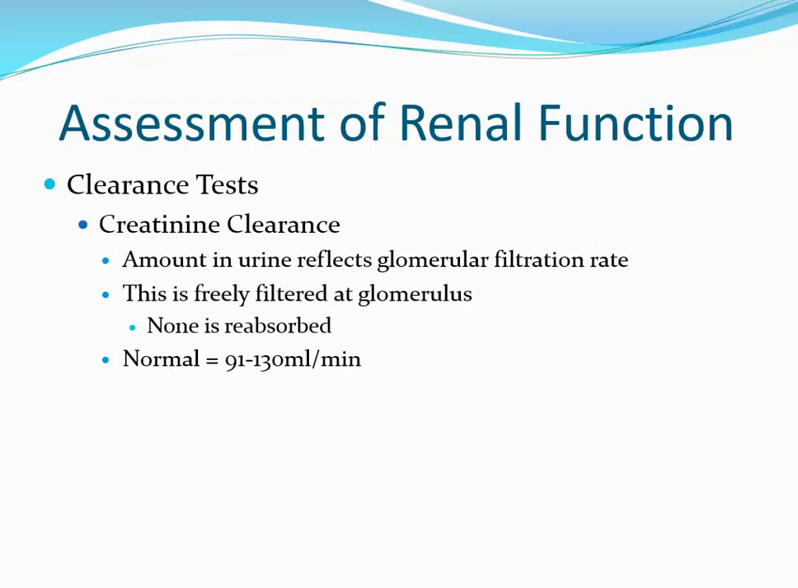One clearance test is to look at creatinine. The amount of creatinine in urine reflects the glomerular filtration rate. Creatinine is freely filtered at the glomerulus, and none will be reabsorbed. However, some small amounts may be actively secreted, so this may make the levels appear to be slightly elevated. Normal levels of creatinine should be between 91 and 130 mils per minute.